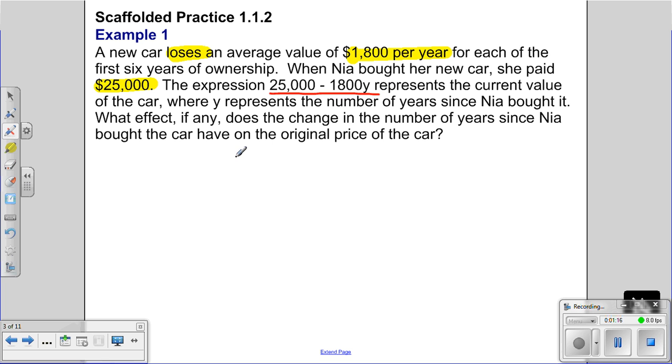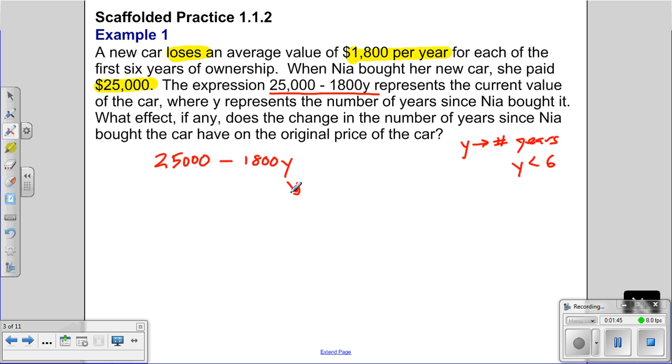So let's first talk about what those pieces are. Let's bring the equation down here. We have 25,000 minus 1,800y. Now, first identify what's y. Y is the number of years. Now again, this is for if y is less than 6 years, because it could change after that, and it does. So y is the variable.